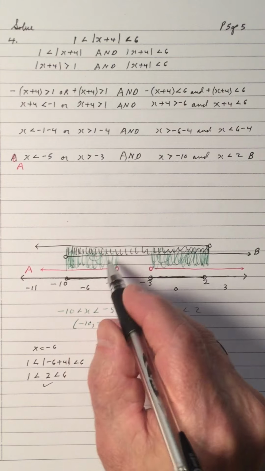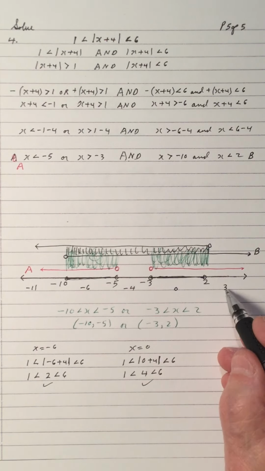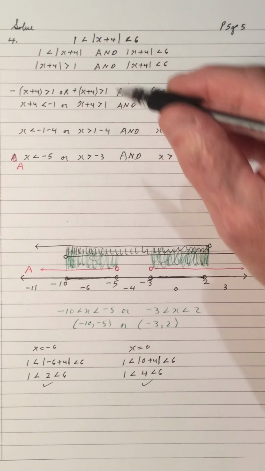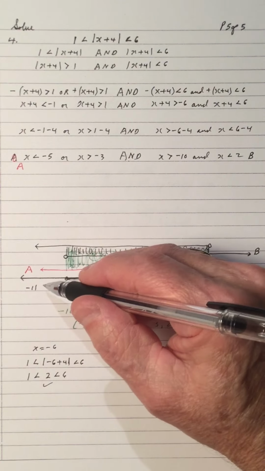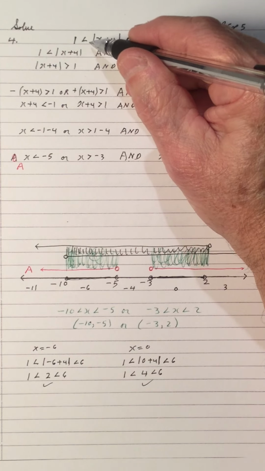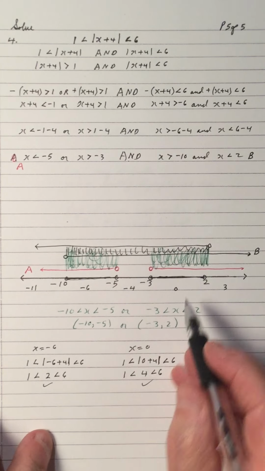If you didn't do the graphing, but you did the shading like here, putting in the number: if you put 3 in, this inequality would be false. If you put negative 4 in, this inequality would be false. If you put negative 11 in, this inequality would be false. So this is how I do this question.